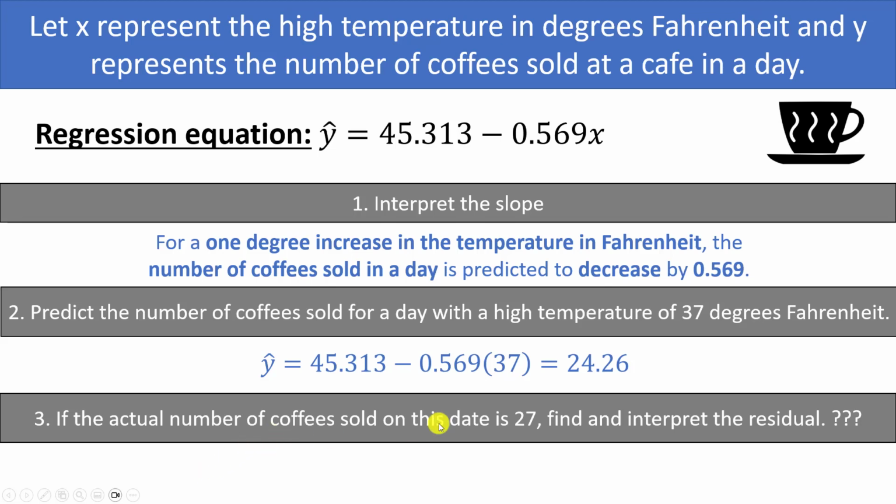If the actual number of coffees sold on this date is 27, find and interpret the residual. Well, remember, the residual can be found by taking the actual value and subtracting the predicted value. You should be able to do that based on the numbers from number 2 and also the number that is given here. So I'm not going to say any more about that. I'll let you try that out on your own.